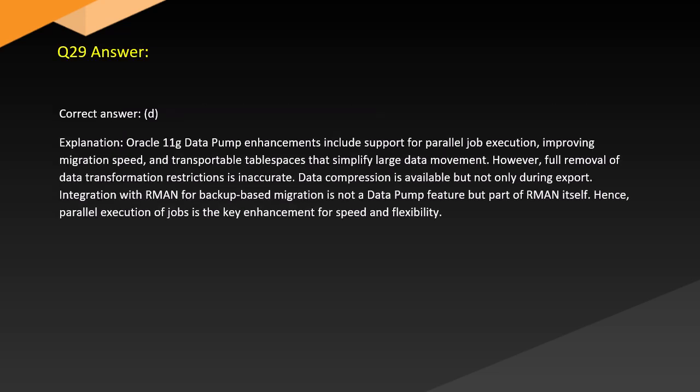Answer. Correct answer: A. Explanation. Oracle 11g Data Pump enhancements include support for parallel job execution, improving migration speed, and transportable tablespaces that simplify large data movement. However, full removal of data transformation restrictions is inaccurate. Data compression is available, but not only during export. Integration with RMAN for backup-based migration is not a Data Pump feature, but part of RMAN itself. Hence, parallel execution of jobs is the key enhancement for speed and flexibility.